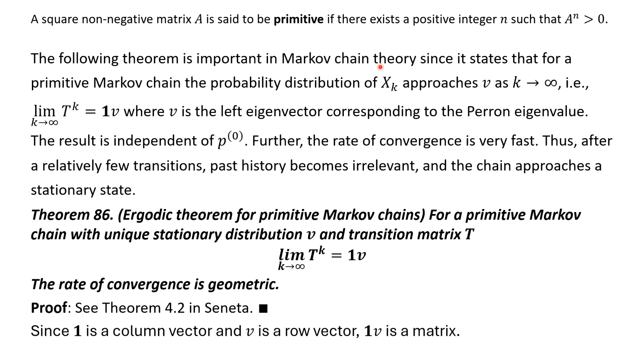The following theorem is important in Markov chain theory since it states that for a primitive Markov chain, the probability distribution x_k approaches v as k approaches infinity, i.e. the limit as k approaches infinity of the transition matrix to the k power equals the column vector 1 times v, where v is the left eigenvector corresponding to the Perron eigenvalue. We've talked about that in the last slide. This result is independent of where you start. So no matter what your initial probability distribution is, you'll eventually hit this limit here, 1 times v.